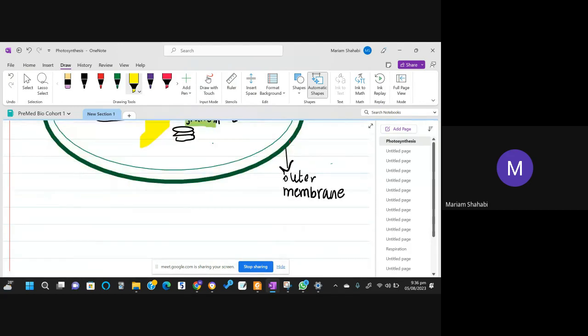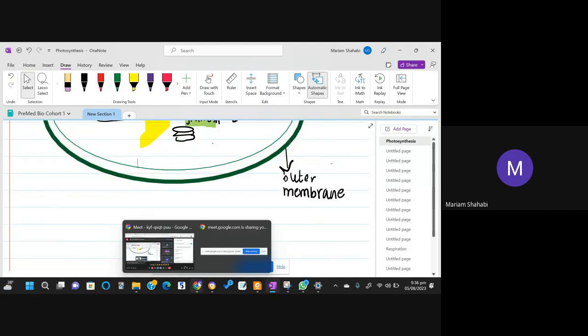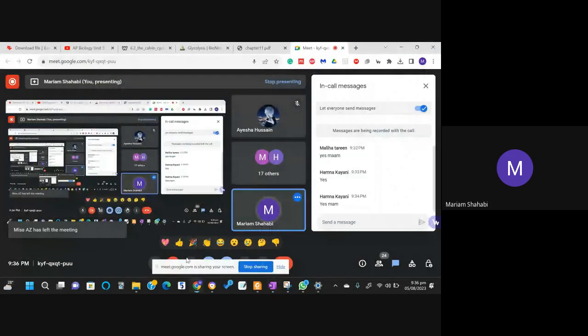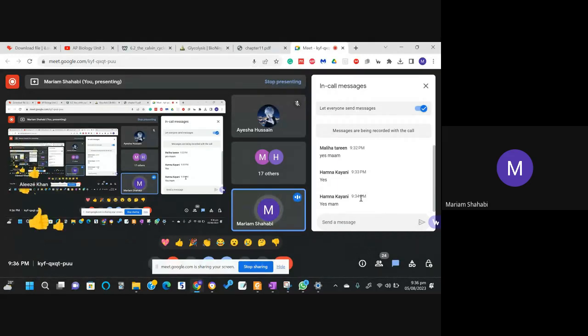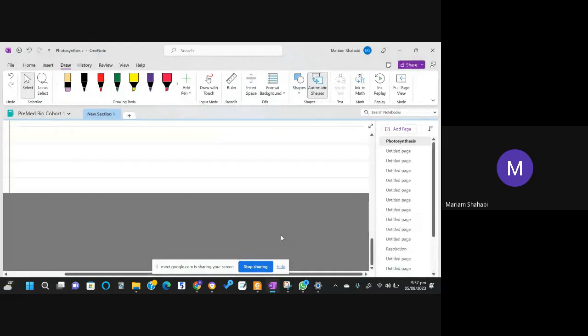This is a very basic structure, which is also a continuation from your cell structure chapter. Is that all right so far? It's just revision.